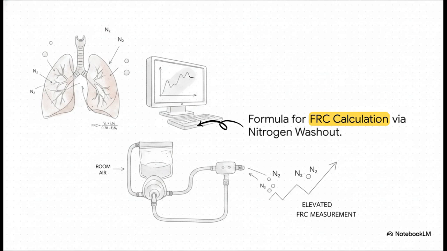But here is a critical pro tip. Because this test completely relies on washing nitrogen out, any leak of room air into the circuit is going to cause a grossly elevated measurement. Why? Because room air is mostly nitrogen, so make sure you seal those mouthpieces tight.